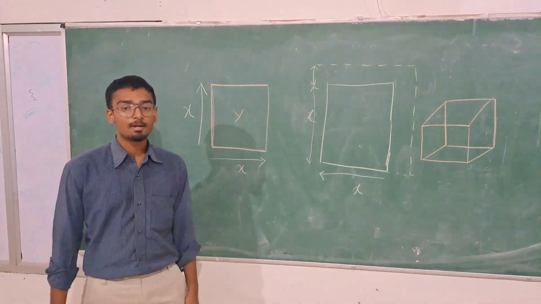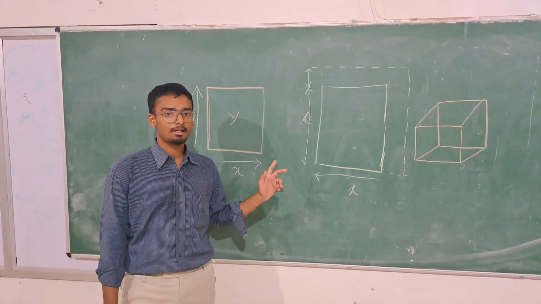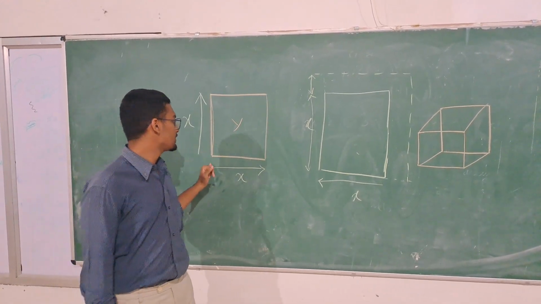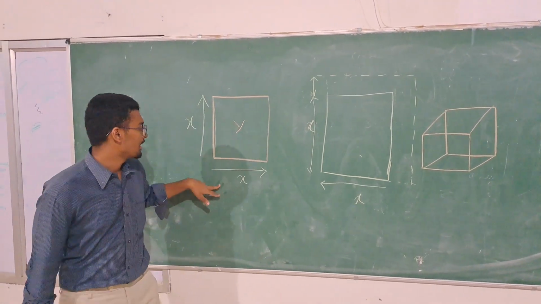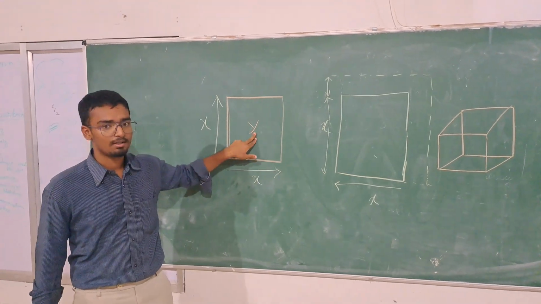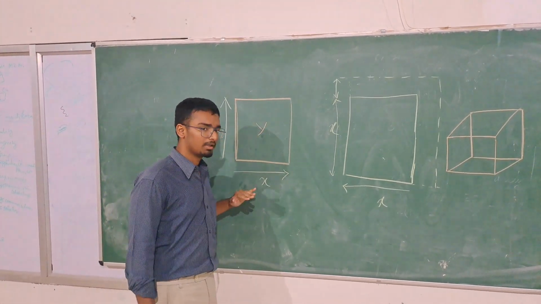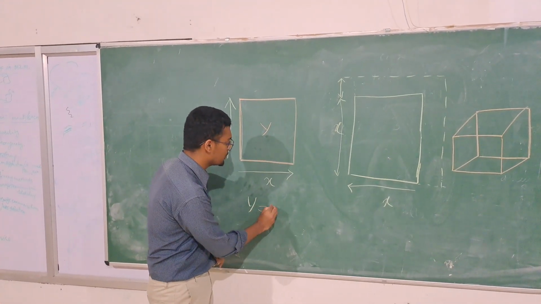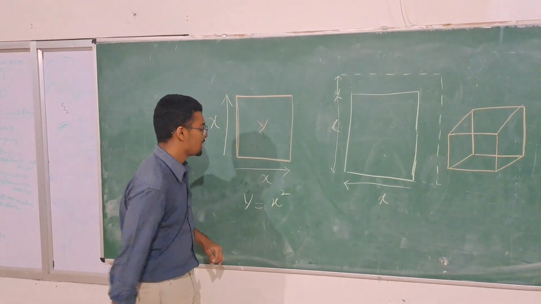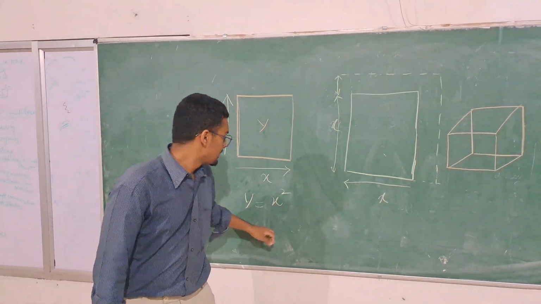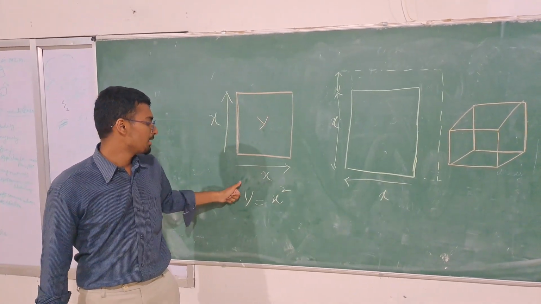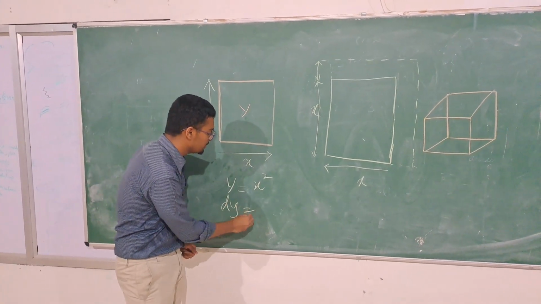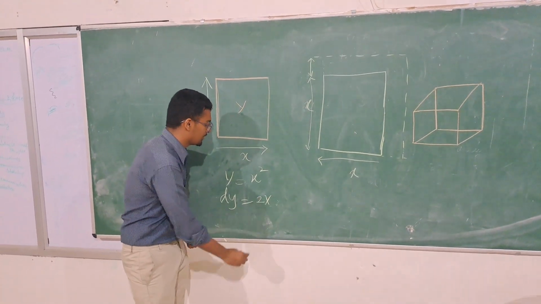I'm going to discuss the topic called differential calculus. Here I have drawn a square. This square has edges of x and I have denoted the area as y. So the area of this square may be calculated as y is equal to x square. The differential of this y may be taken as dy equal to 2x.